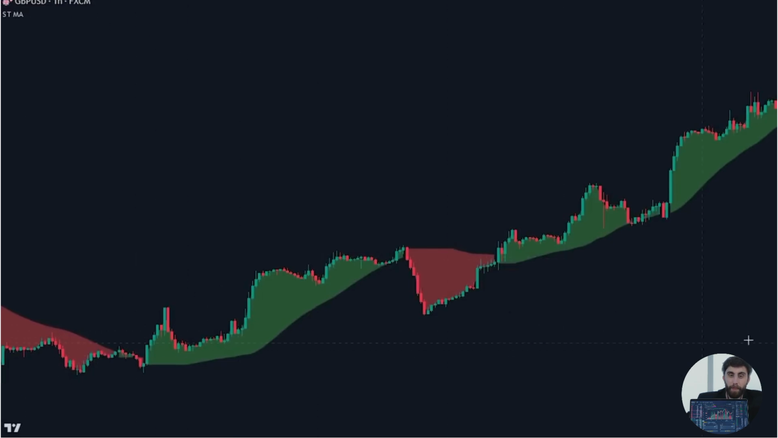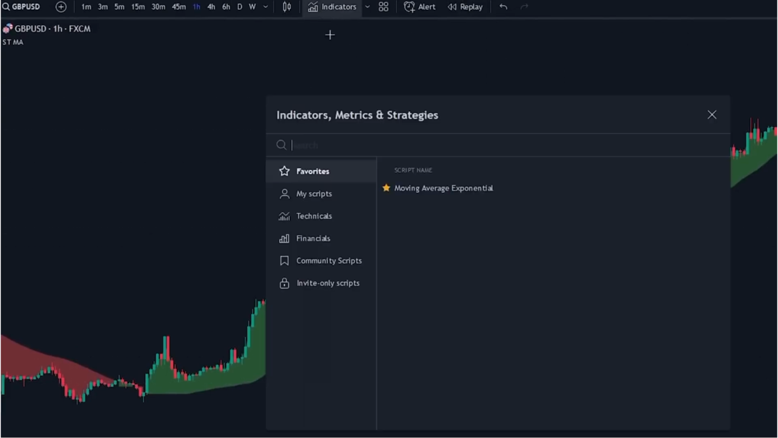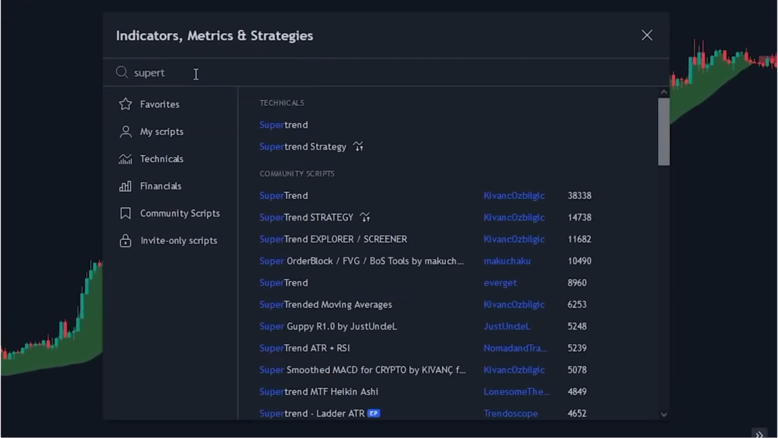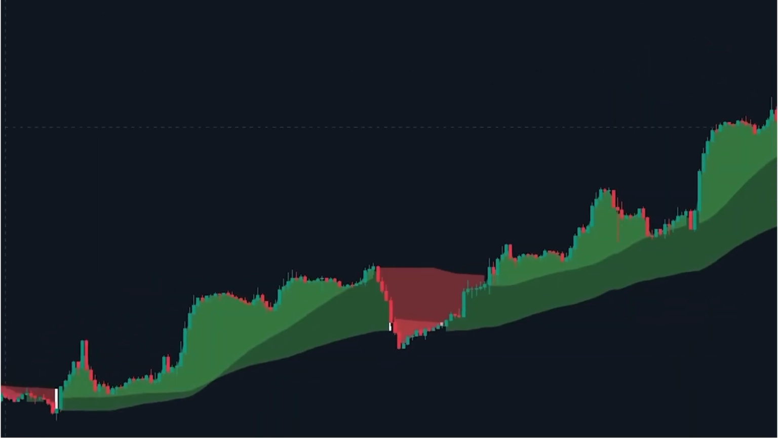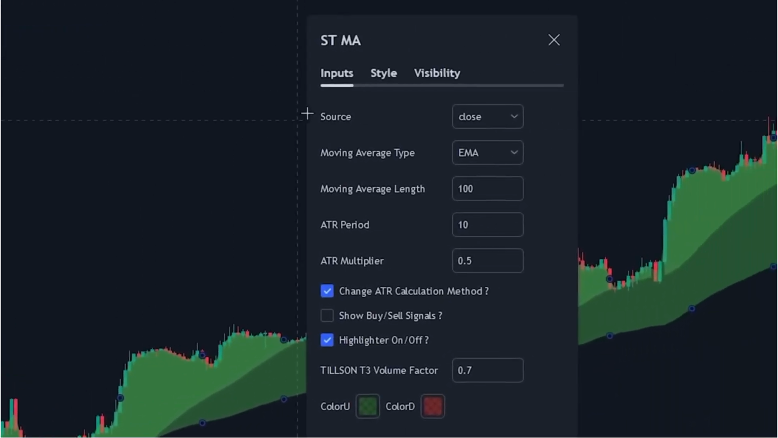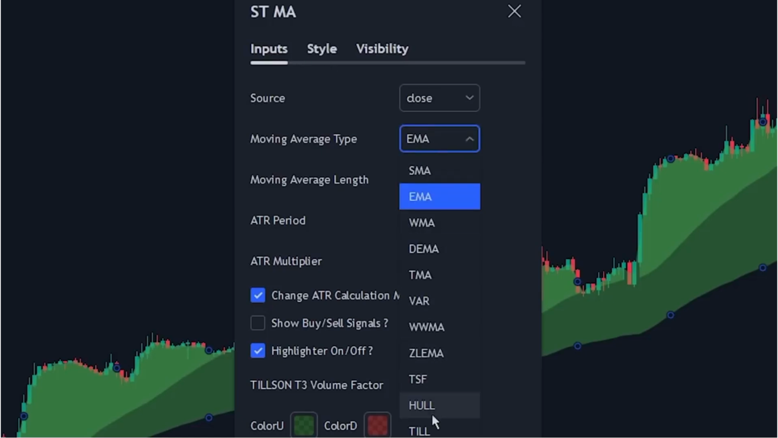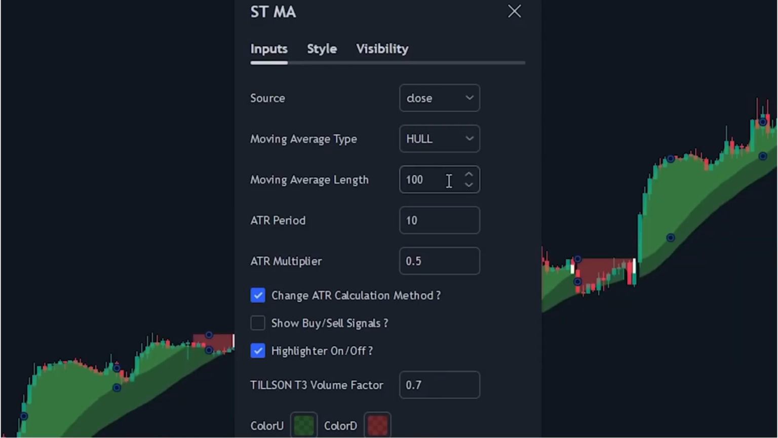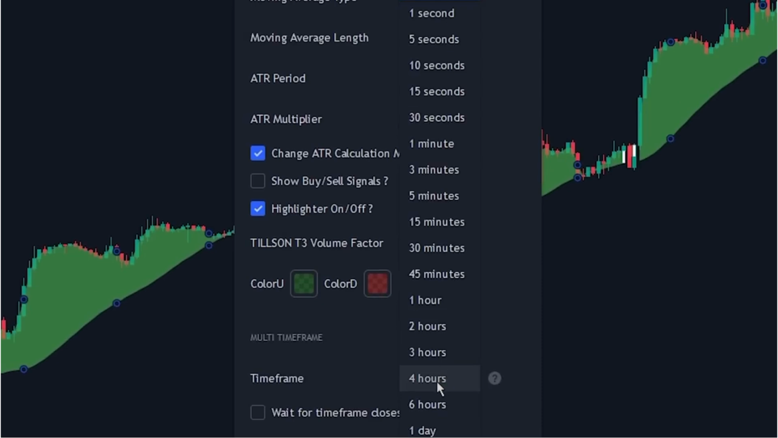A different method of reading the indicator involves utilizing multiple time frames. Since the indicator has this option, let's add a second Supertrended Moving Average indicator to the chart. Now head over to the Indicator Settings tab and click on the Inputs tab. We will be changing the moving average type to HMA again. Once you have done that, make sure to also change the length of the moving average to 150. Finally, we will be changing the time frame on the indicator to a higher time frame.